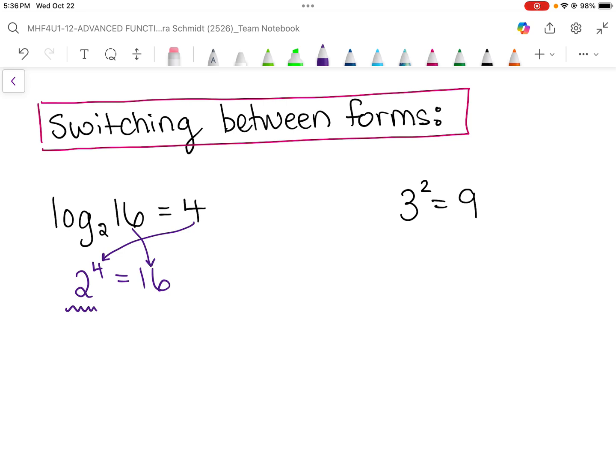If I wanted to write 3 to the power of 2 equals 9 in logarithmic form, I would write it as log base 3 of 9 is equal to 2. And the logarithms are always equal to the exponent.